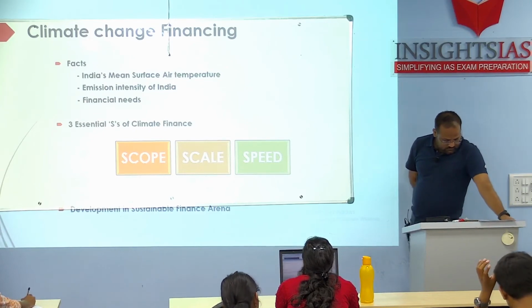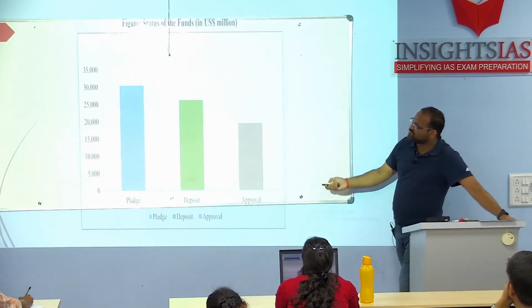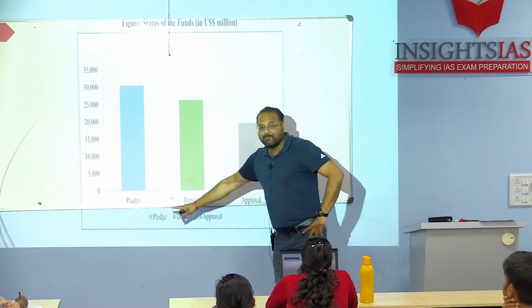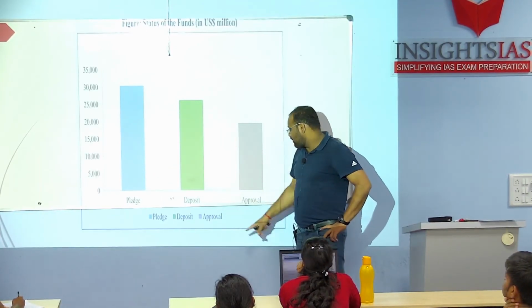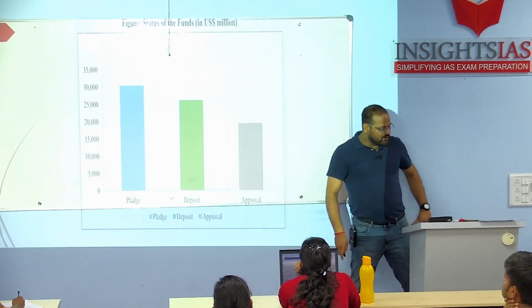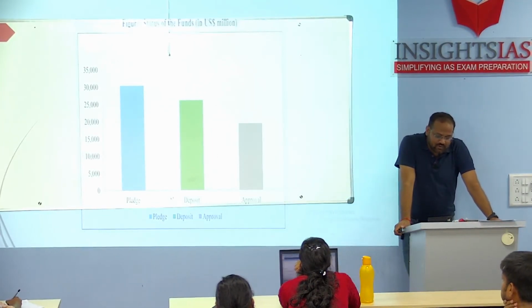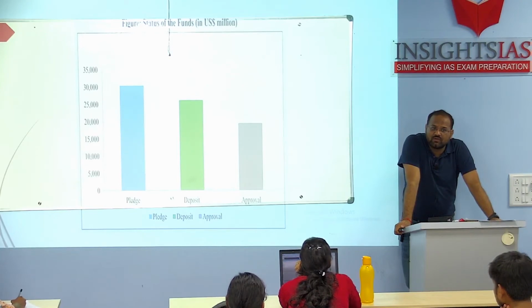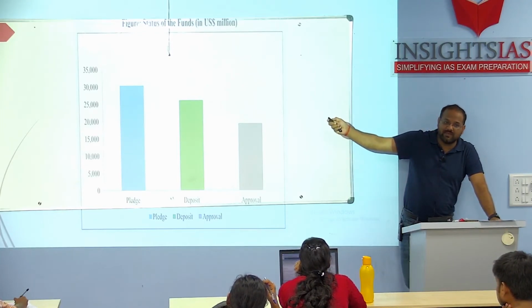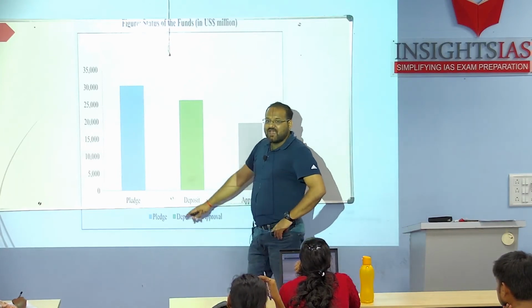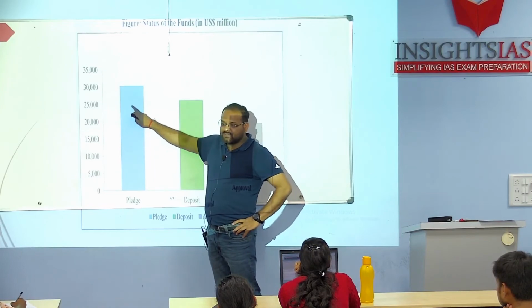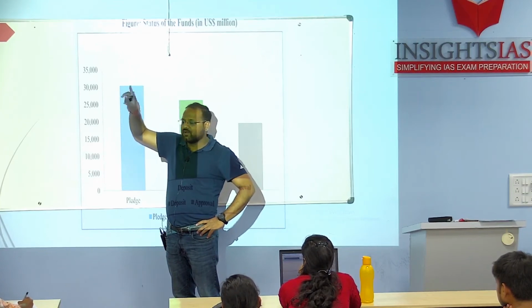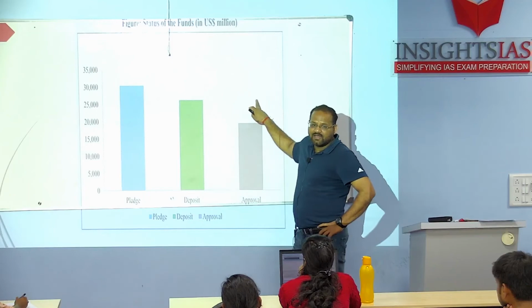Yeah, 20 billion. So this data shows the status of funds. This is what has been pledged, blue color, what has been deposited and what has been approved. So this blue one is 30 billion, the green one is 25 billion and this approval has been 20 billion. How much is 1 billion equal to? This data they have given in million, so don't get confused. Simply, we have pledged 30 billion, let's say. As per this data, 30,000 million is equal to 30 billion, 1,000 million is equal to 1 billion. Okay. So this is 30 billion, this is 25 billion and this is 20.